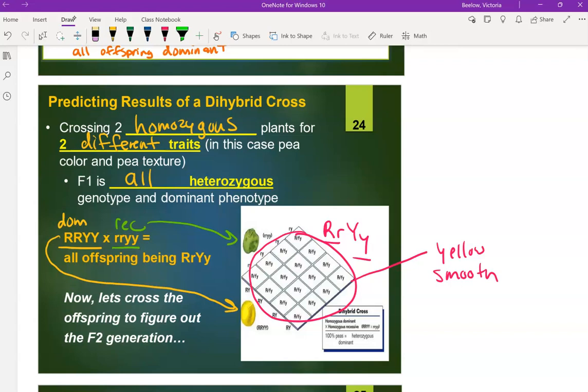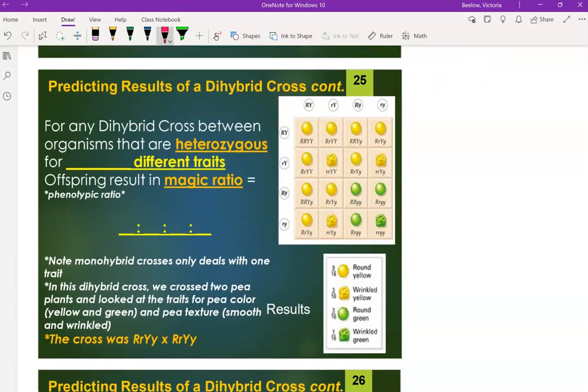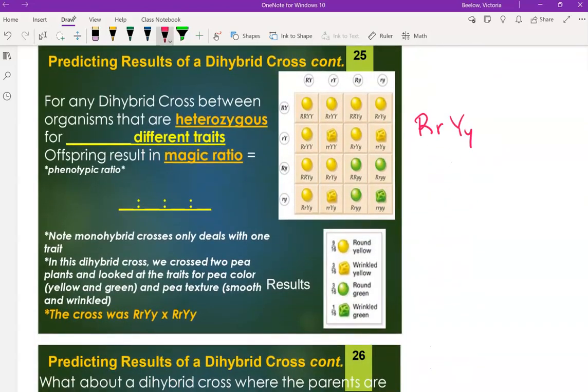Now let's take two of these pea plants, two of the offspring, and cross them together. Yes, this is inbreeding, but who cares? They're plants. So now we're going to take this heterozygote from the F1 generation up here and cross it with another just like itself.